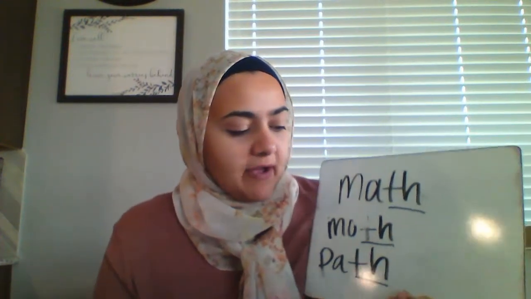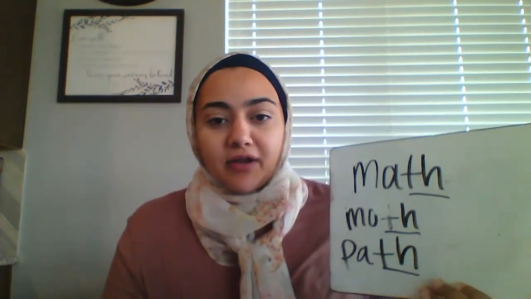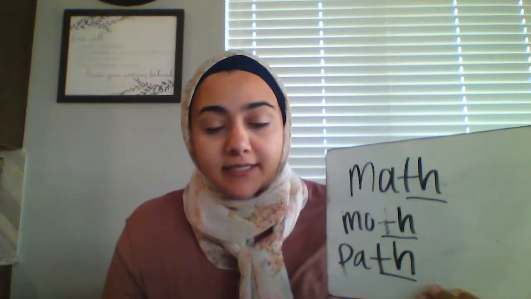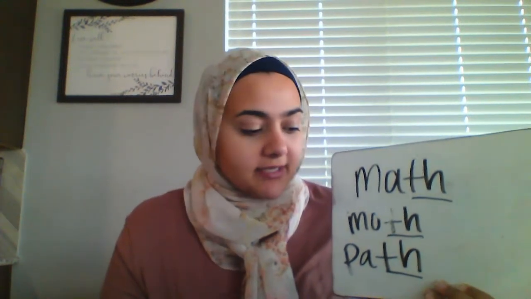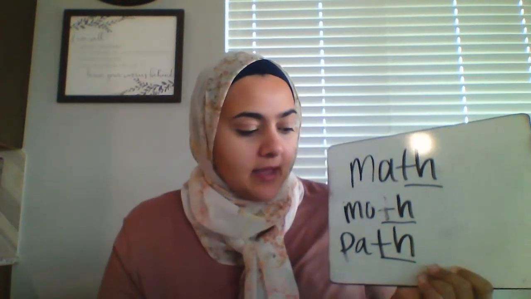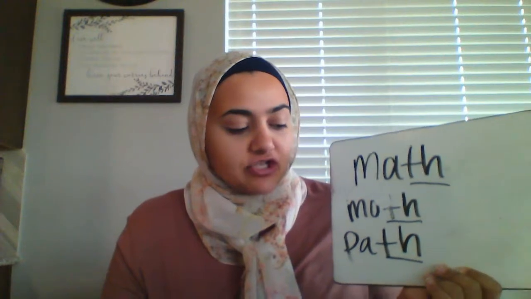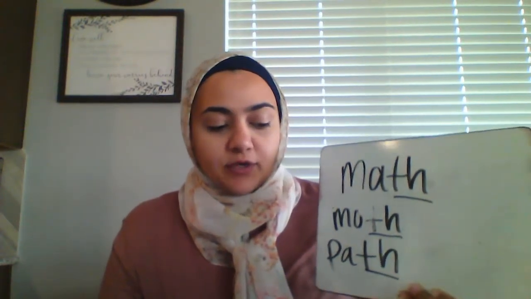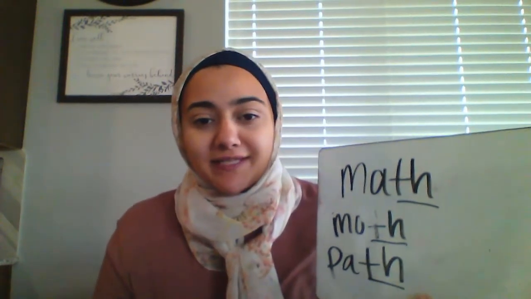Is TH a vowel digraph or a consonant digraph? Are T and H vowels or consonants? They're consonants. It's a consonant digraph. Very good, because they are made up of consonants. So, how do we code the vowels in these words if the letter right after it is a consonant?